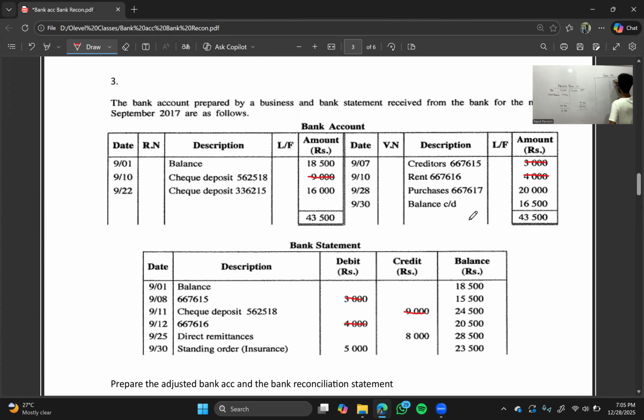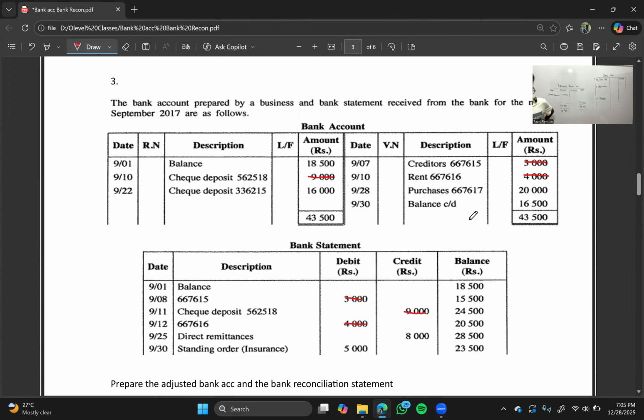So now you take that balance to the bank reconciliation statement as adjusted bank balance, that is 19,500. Then you have the unpresented checks. You have to deduct the unrealized checks. Right?